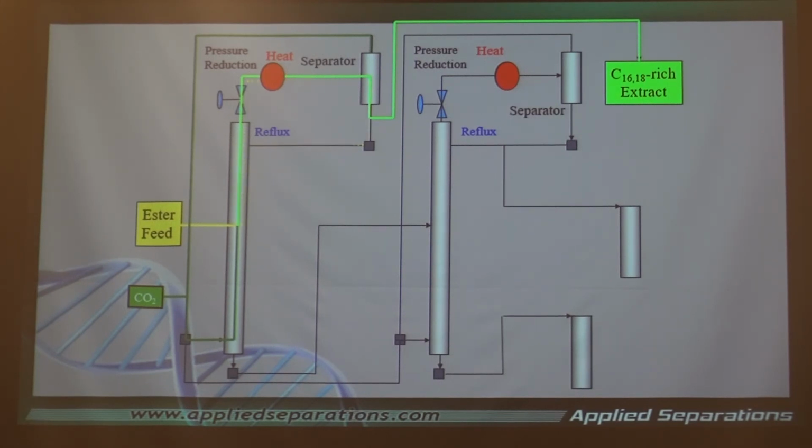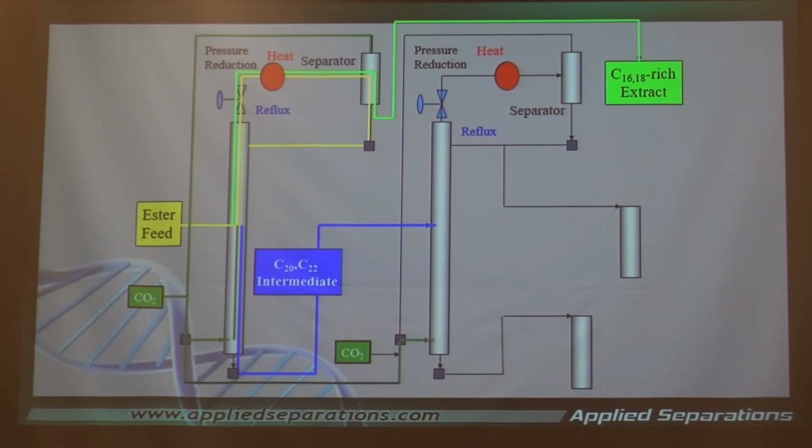All right. Now, we took off, let me back up, did I miss that? We're refluxing. We did remove the C16, C18 fraction, this extract. That's not the important one. The eicosapentaenoic and docosahexaenoic acids are in this fraction here. Now, this fraction, these C22 and C20 intermediates, come in, they get introduced to this one, in the middle of this column. Introduce the CO2 in the same fashion.